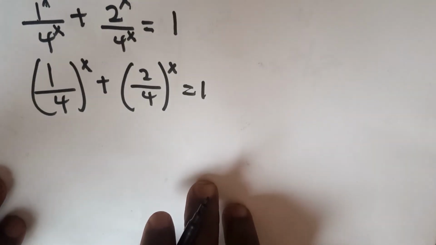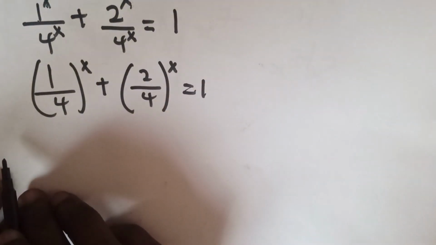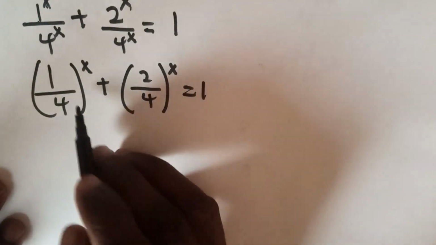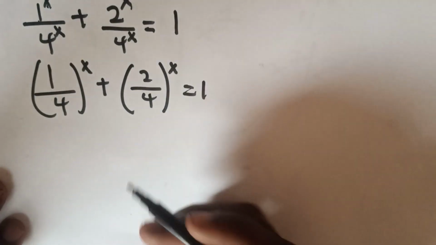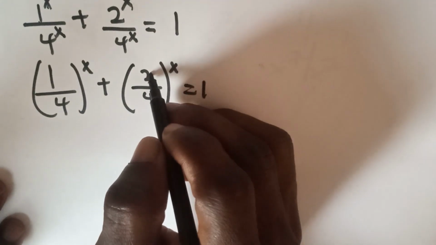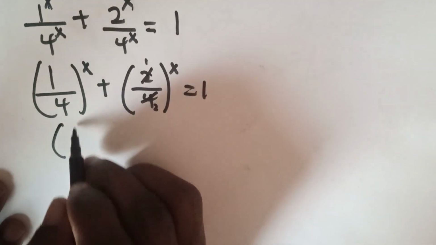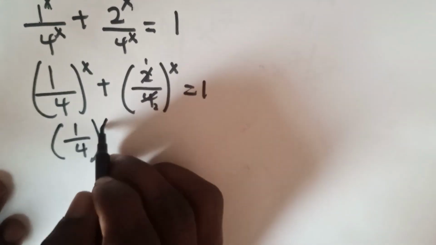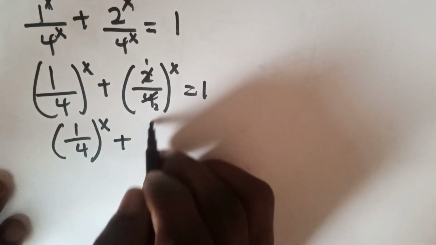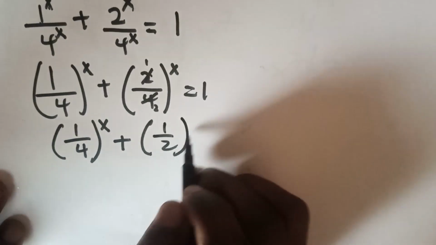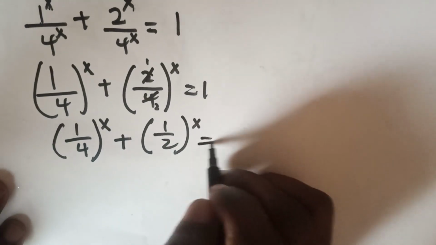Okay, while having this, you can see in this equation that the terms are somewhat similar but not yet similar. So what are we going to do? We can divide through by 2. So 2 here is going to give us 1, 2 here is going to give us 2. So we are left with (1 all over 4) to the power of x plus (1 all over 2) to the power of x equals 1.